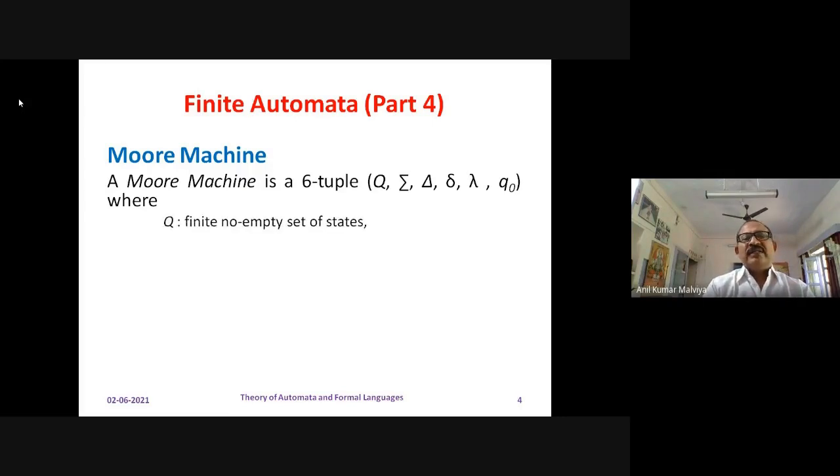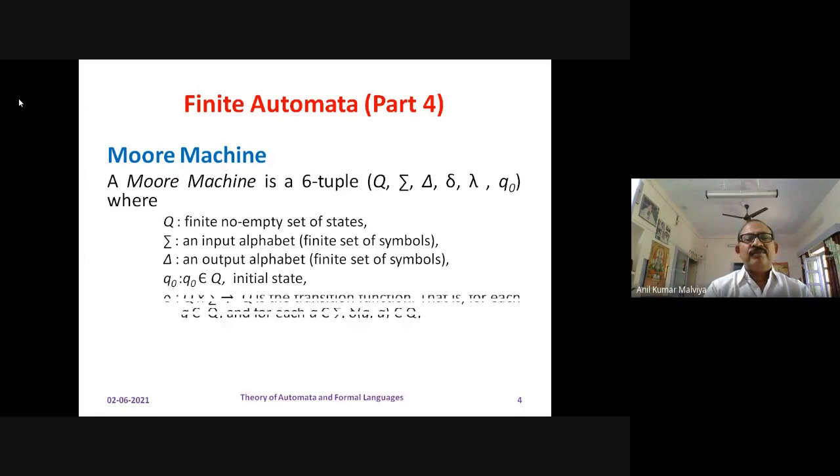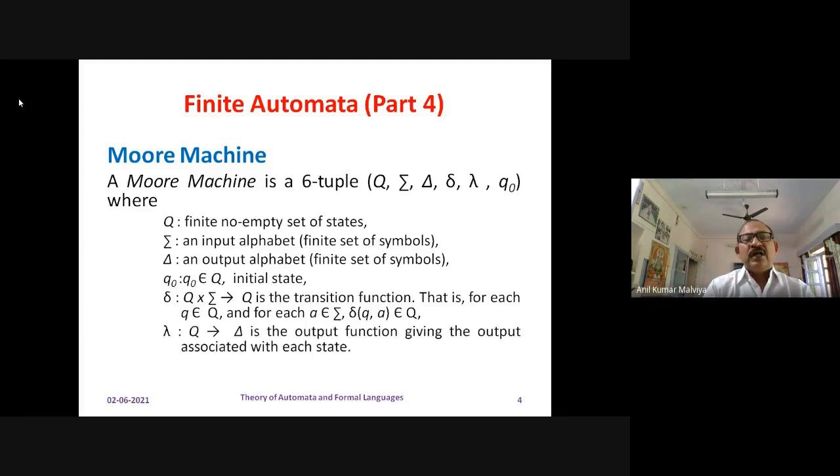Q is a finite non-empty set of states. Sigma is an input alphabet, you already know. Capital delta is an output alphabet, a finite set of symbols. Q0 is an element of Q, the initial state. Delta is a transition function that maps from Q cross sigma to Q. You already know it. Lambda is the output function, and that maps from a state to an output symbol.